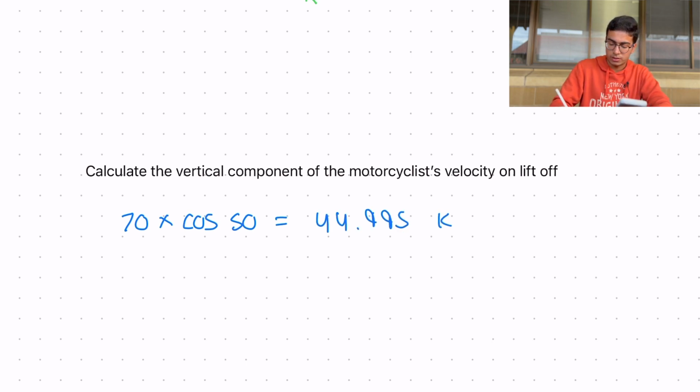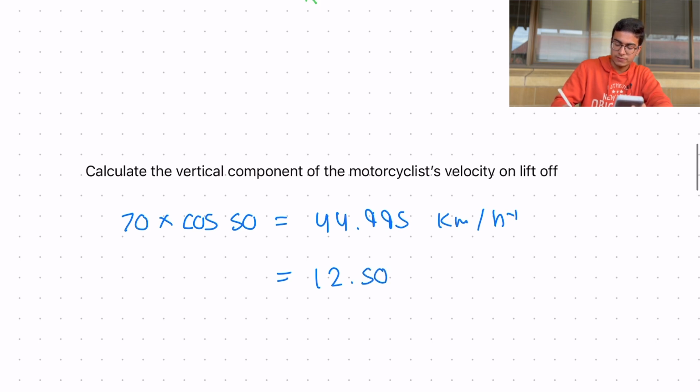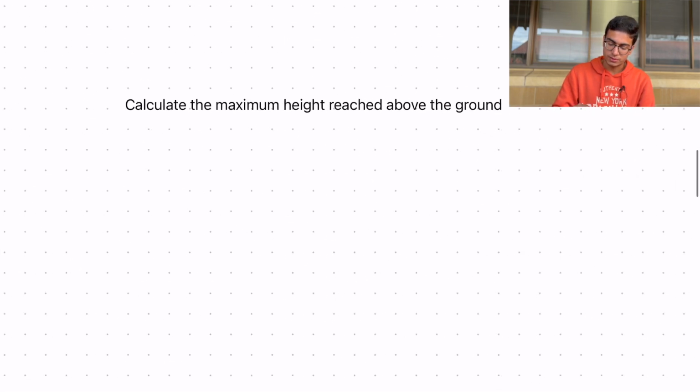44.995 kilometers per hour. But we know that the standard units for physics is meters per second. So to convert from kilometers per hour to meters per second, we'll simply divide by 3.6. Dividing that by 3.6 gives us 12.50 meters per second. And that simply is our answer. Now, let's look at part B of this question.